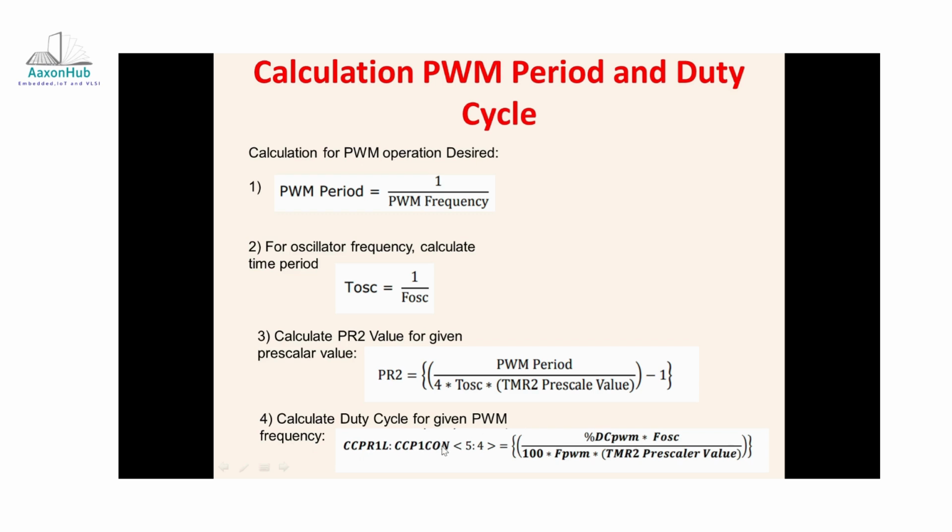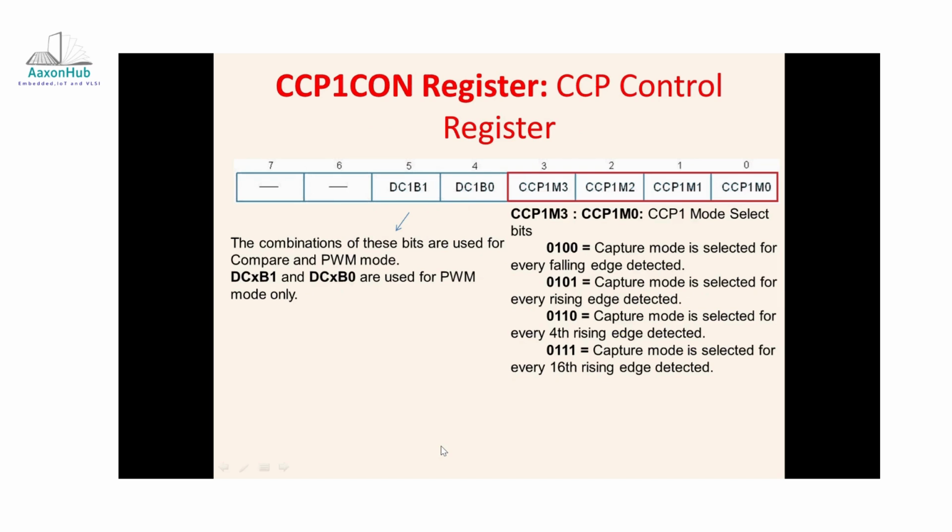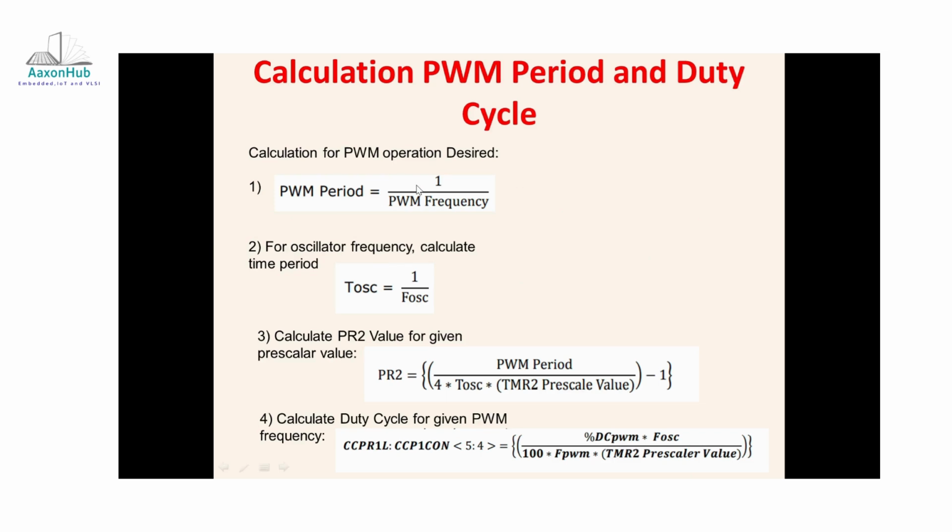This duty cycle is nothing but, let's say, in these two registers, these 2 bits you have to load for this PWM mode. But these are the only 2 bits. So in your calculation, the duty cycle equals the percent duty cycle multiplied by FOSC upon 100 multiplied by the frequency of PWM multiplied by the TMR2 pre-scalar value. Because here we are taking the system frequency, that's why we are able to write the PWM frequency.